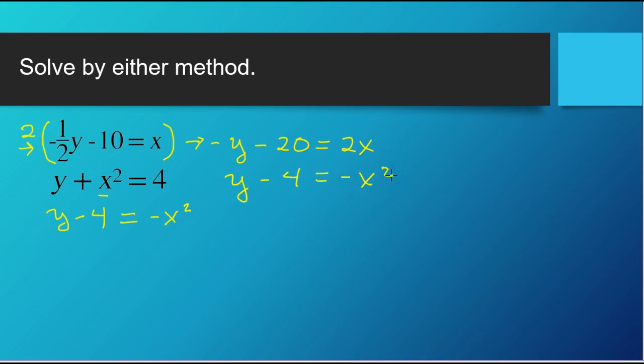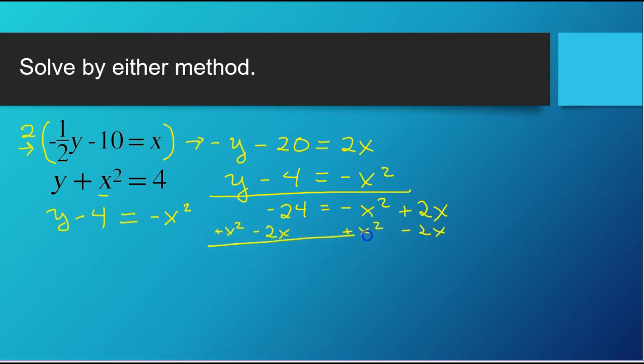Notice these are not like terms, 2x and -x squared. So when I add these together, the y's cancel, and I get negative 24 equals negative x squared plus 2x. And I think I'll add x squared to both sides and subtract 2x from both sides, because that way I'm going to get a positive leading term for factoring. So I get x squared minus 2x minus 24 equals 0.